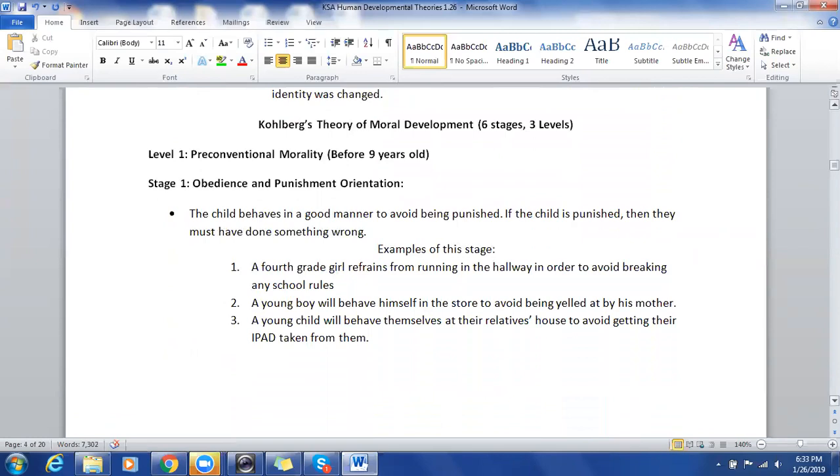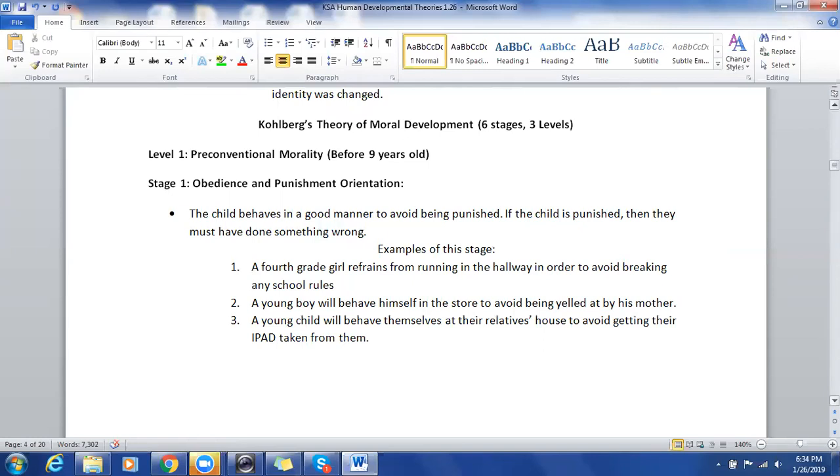However, stage 1, obedience and punishment orientation. And this is where the child behaves in a good manner to avoid being punished. And if the person's punished, they must have done something wrong. Punishment here is not just off the cuff, where people are like, oh, why is that person being punished? How dare they? You know what I mean? It's like, oh, that person was deviant in some way.